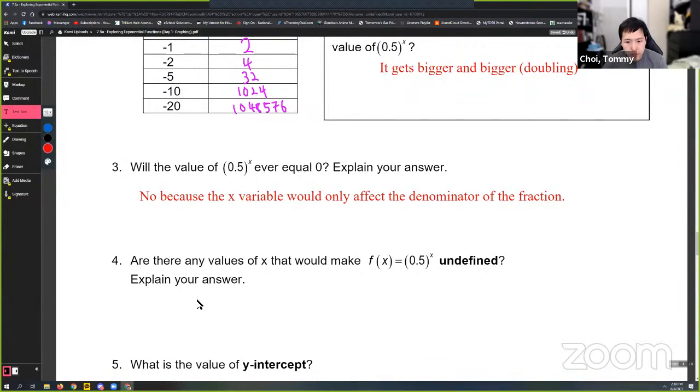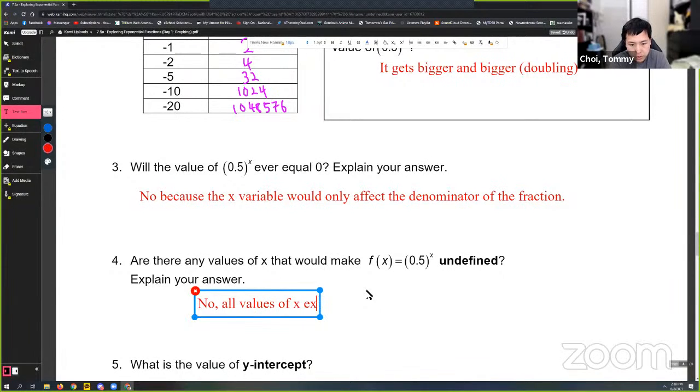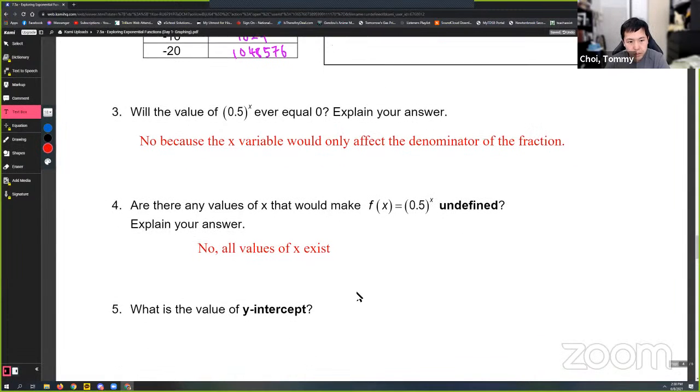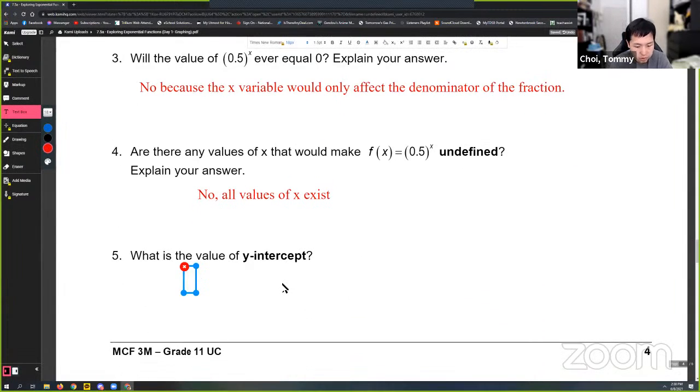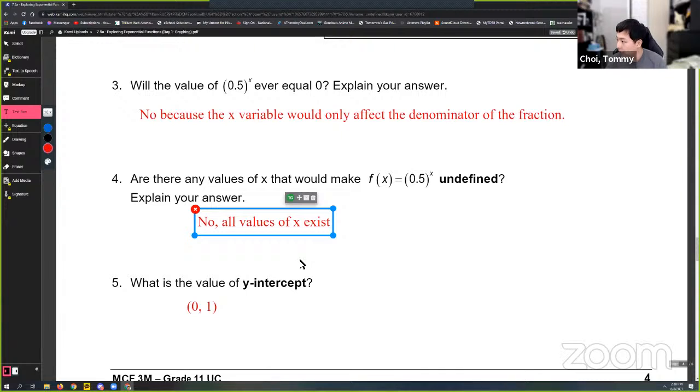And are there any values of x that would make 0.5 to the power of x undefined? No, all values of x exist. There's no restriction on that. And then what's the value of the y-intercept? 0, 1. We know that. Okay, so notice how these answers are consistent, right? It can never hit 0, all values of x exist, and the y-intercept is 0, 1. So those are consistent properties between exponential functions, right? So regardless of all the exponentials that we're going to look at, these facts don't change, okay?